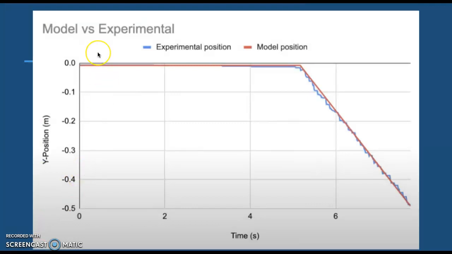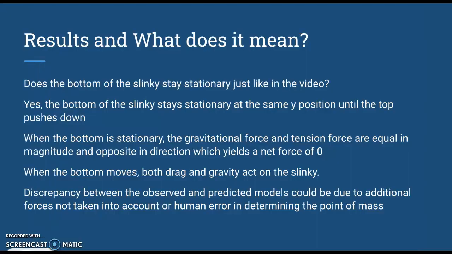This is a comparison of the experimental data and the computational data, which shows some discrepancy as time advances. Results, and what does this mean? Does the bottom of the slinky stay stationary just like in the video? Yes, the bottom of the slinky stays stationary at the same y position until the top pushes down.